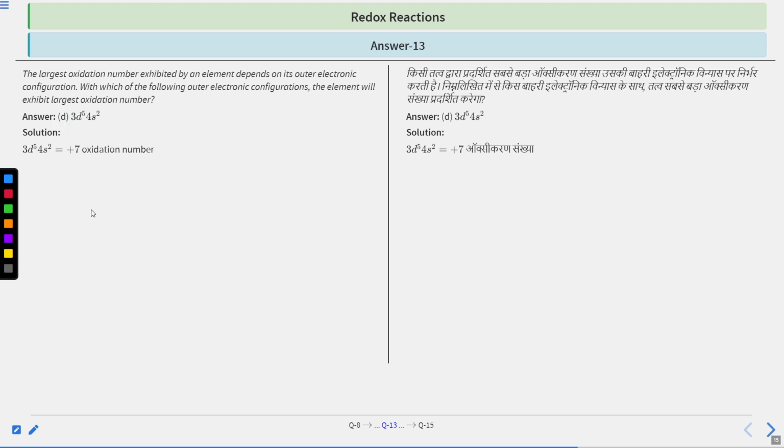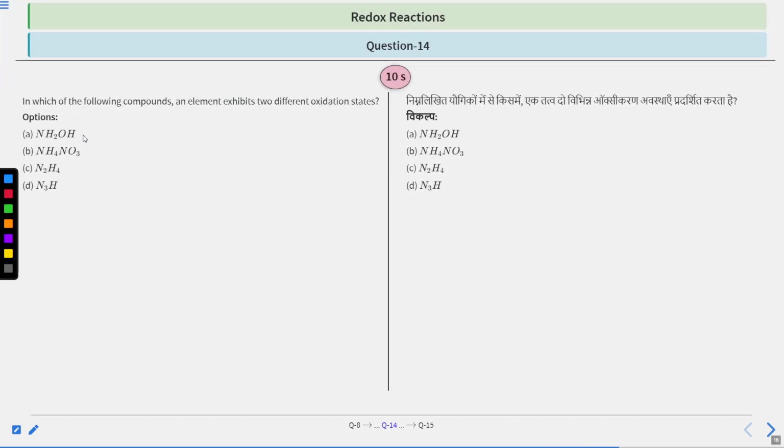Okay, now let's move to the next question. Question number 14. In which of the following compounds does an element exhibit two different oxidation states? Okay, we have been given options. We have to tell which compound in the options has two different oxidation states. Options are NH2OH, NH4NO3, N2H4, or N3H.